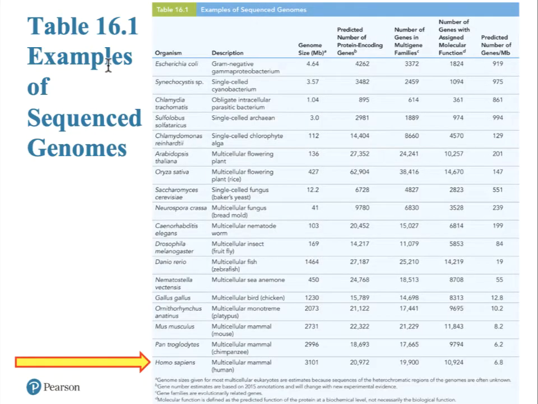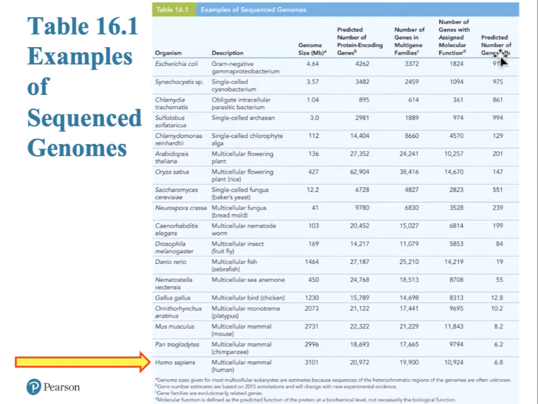Table 16.1 gives us a fantastic insight into the relationship between different organisms. So the simplest organisms are placed at the top and some of the more complicated ones at the bottom. And then each column gives us some data on the size of the genome, the number of genes, and the level of density of genes along the DNA.